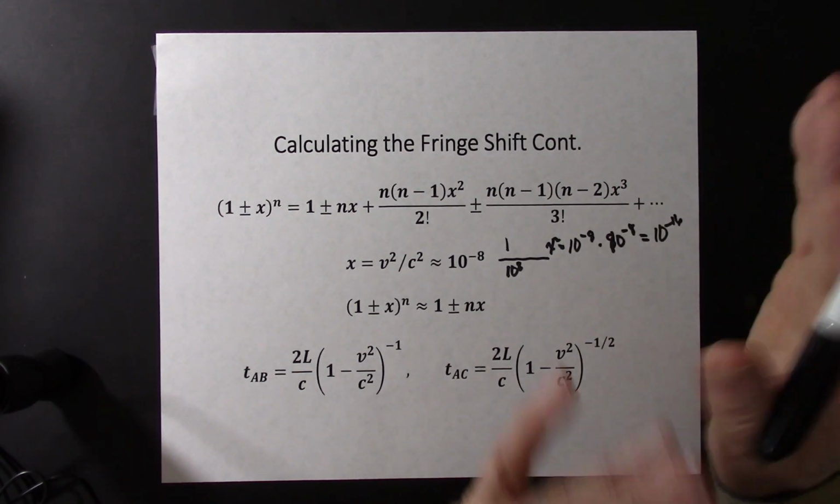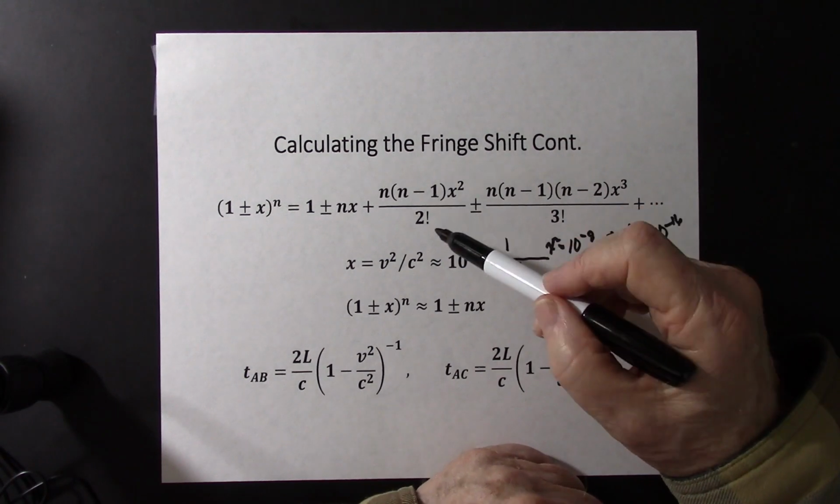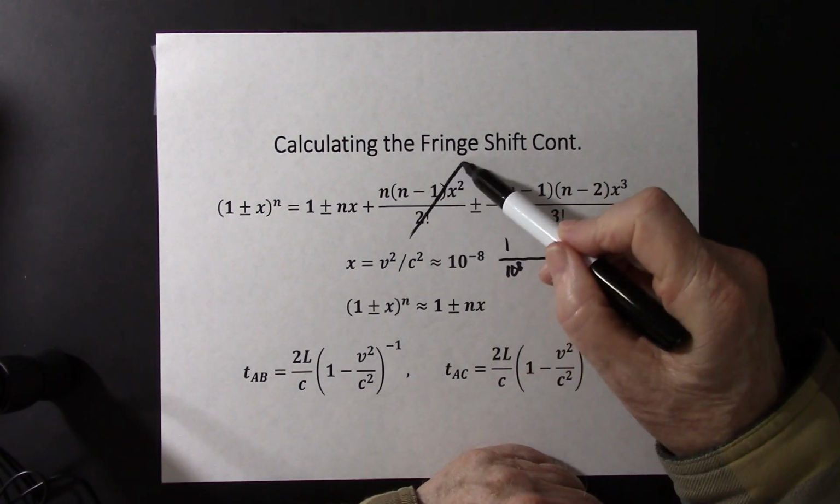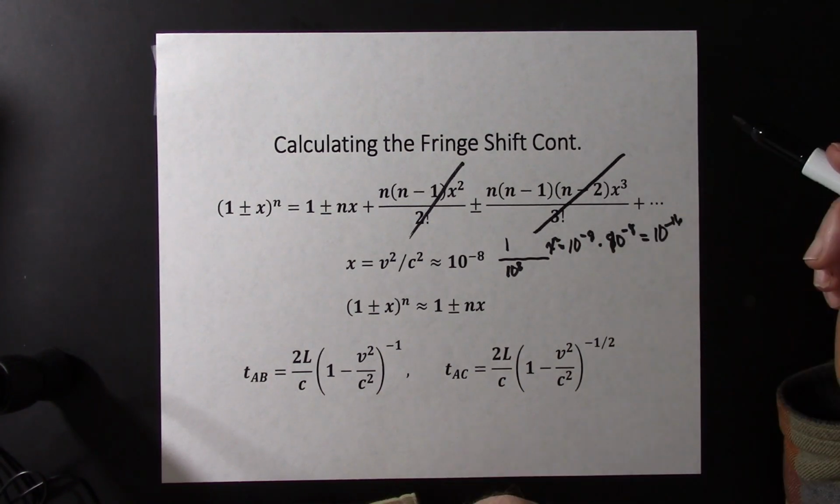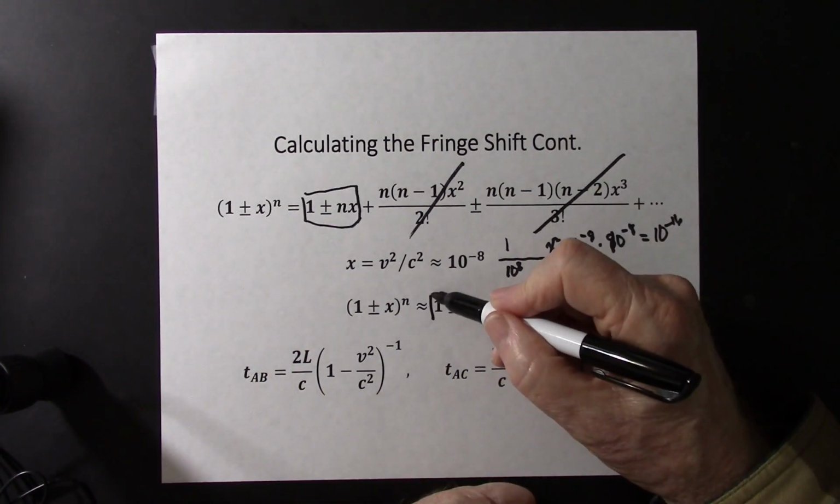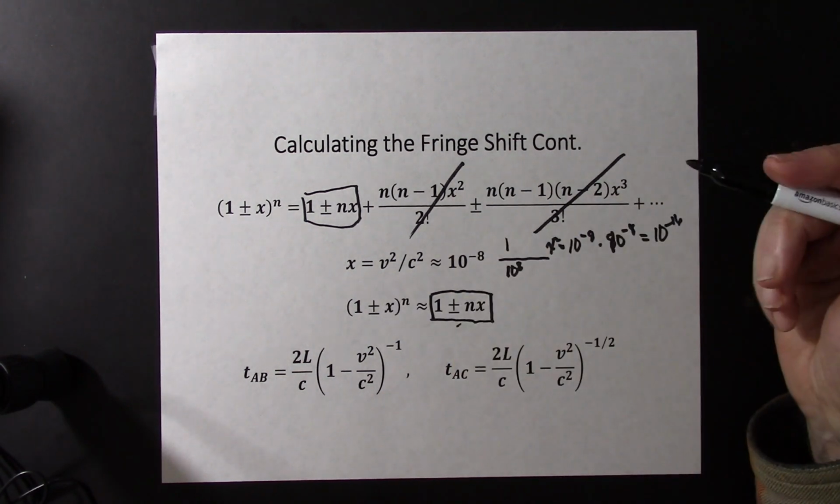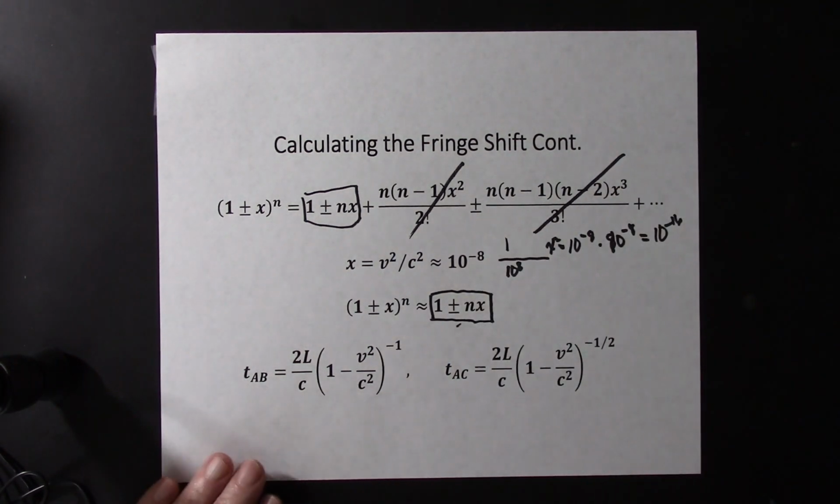It's so small we can just ignore it. It doesn't add to the sum significantly, so we can get rid of that term. And that's true of every higher term. It doesn't add much to the sum, so we get rid of it. So we're just going to use the first two terms there to calculate our series. And this makes the algebra a lot easier.